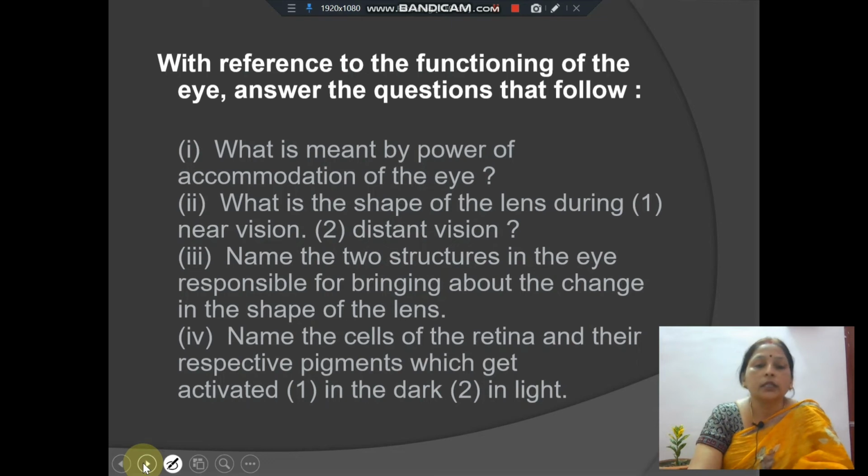Name the two structures in the eye responsible for bringing about the change in the shape of the lens. The two structures responsible are the suspensory ligament and the ciliary muscles. Name the cells of the retina and their respective pigments which get activated in the dark and in light. In the dark it is the rod cells, and in light it is the cone cells. They are responsible for dark and light vision, and colored vision.